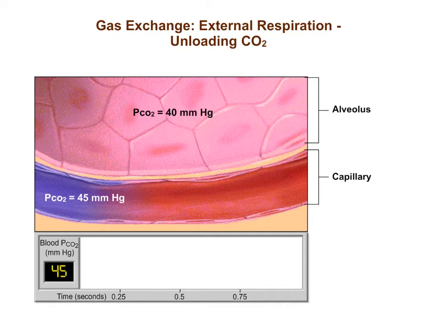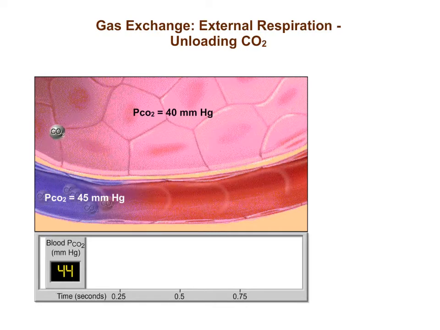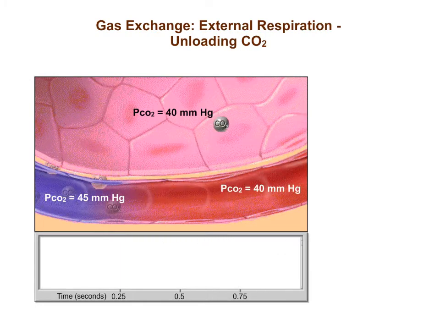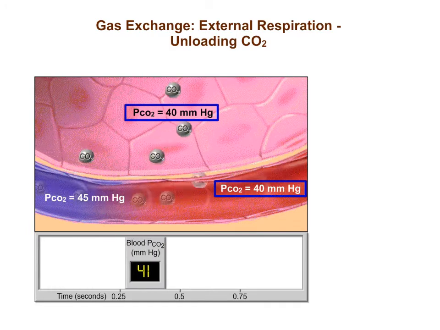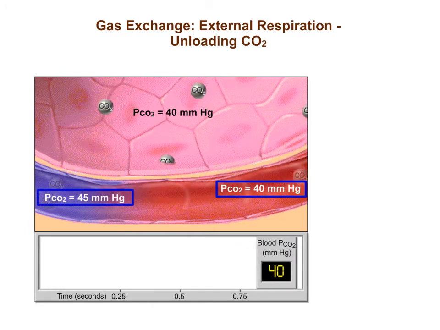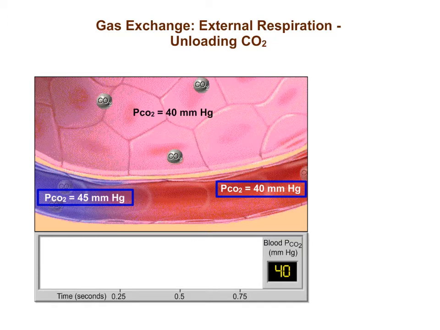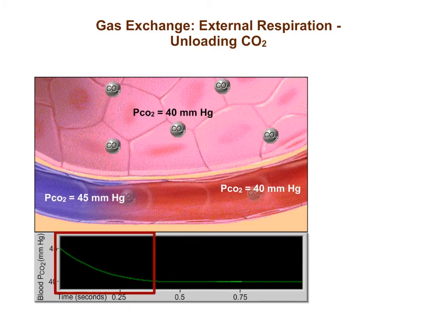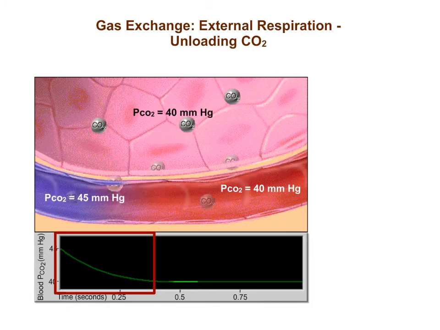Let's watch the PCO2 decrease as blood flows past the alveolus. Carbon dioxide diffuses along its partial pressure gradient from the blood into the alveolus until equilibrium is reached. The PCO2 of the blood has decreased to 40 millimeters of mercury. Now, let's see a graph of these changes in the blood. As indicated in the graph, equilibrium is reached rapidly within the first 4/10 of the pulmonary capillary.